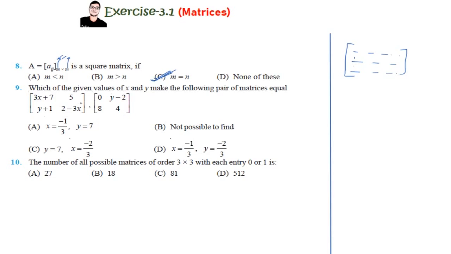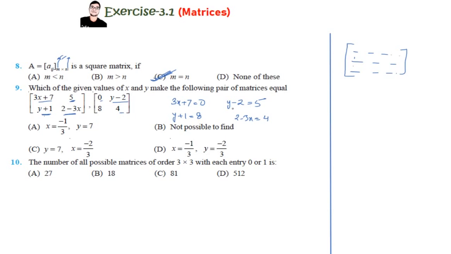Now coming to question number 9. Which of the given values of x and y makes the following pair of matrices equal? So see, for these matrices to be equal, 3x plus 7 must be equal to 0. Okay, let us take it. 5 must be equal to y minus 2, equal to 5. Y plus 1 must be equal to 8. And 2 minus 3x must be equal to 4.